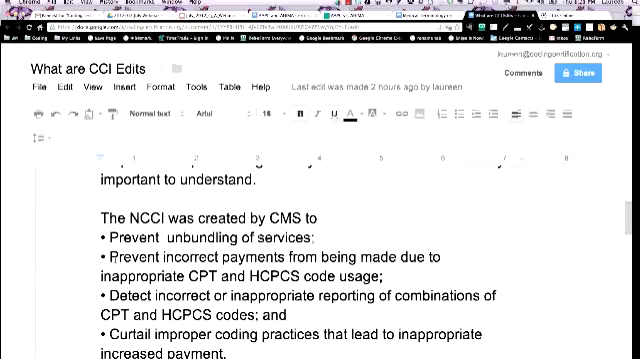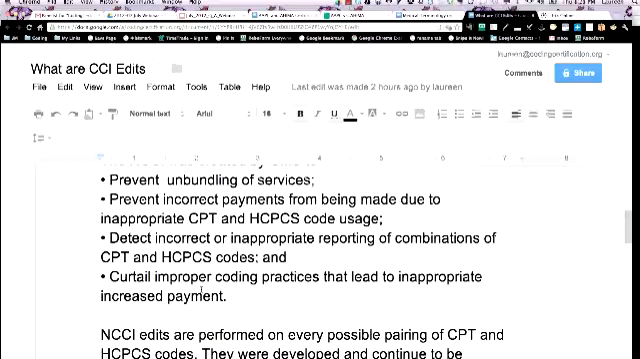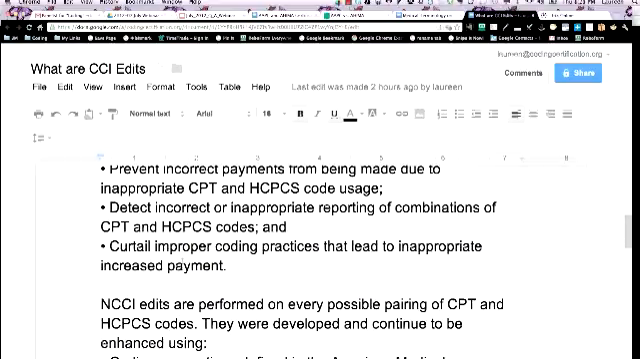The second bullet, prevent incorrect payments from being made due to inappropriate CPT and HCPCS code usage. Detect incorrect or inappropriate reporting of combinations of codes. And curtail improper coding practices that lead to increased payment. So it's a system of checks.